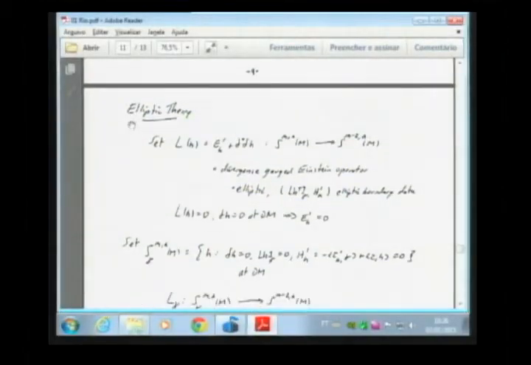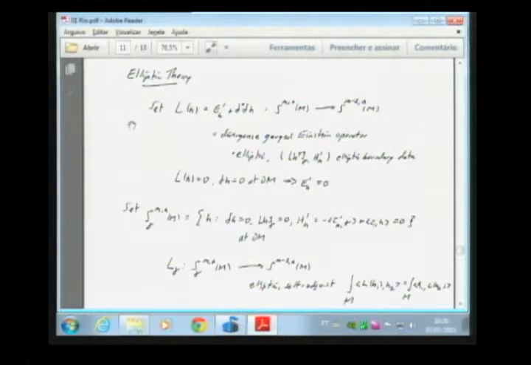So we're going to look at not the linearized Einstein equations, but the divergence gauged linearized Einstein equations. So this linearization plus this term here is now an elliptic operator, and this data here is elliptic boundary data for the elliptic operator. And let's look at S sub gamma here, the space of variations in the bulk such that at the boundary, H is divergence free.